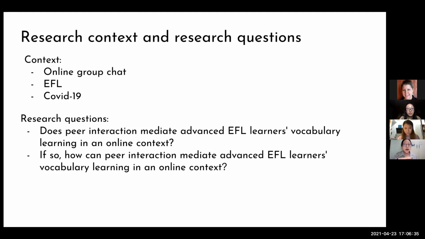So these are our two research questions. First, does peer interaction mediate advanced EFL learners' vocabulary learning in an online context? And if so, how can peer interaction mediate this group of learners in that online context?